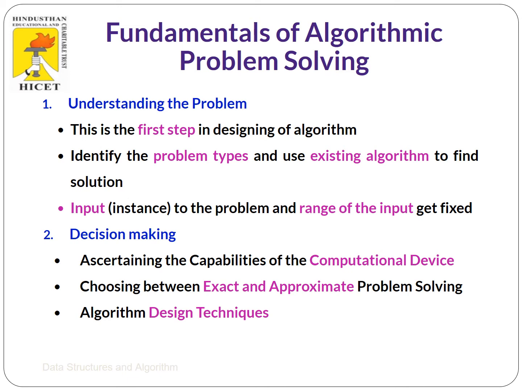In ascertaining the capabilities of the computational device, if the algorithm is sequential or parallel, based on that we can decide the computational device. Choosing between exact and approximate problem solving: an algorithm used to solve the problem exactly and produce correct result is called an exact algorithm. If the problem is so complex and not able to get exact solution, then we have to choose an algorithm called an approximation algorithm. Example, extracting square roots, solving nonlinear equations, and evaluating definite integrals come under approximation algorithm.